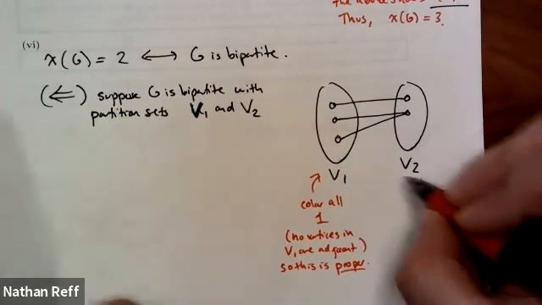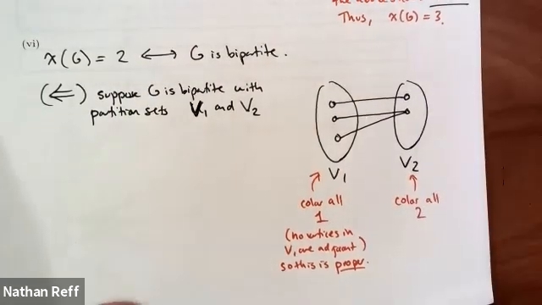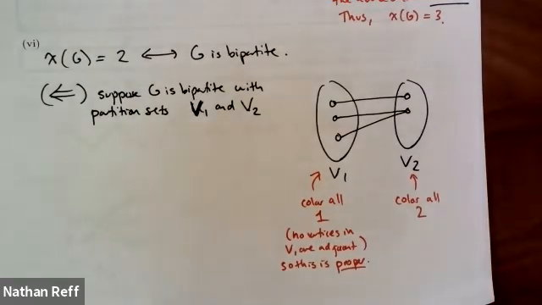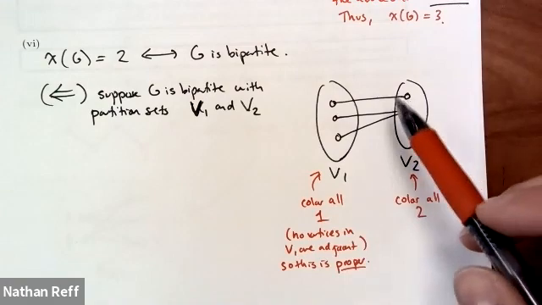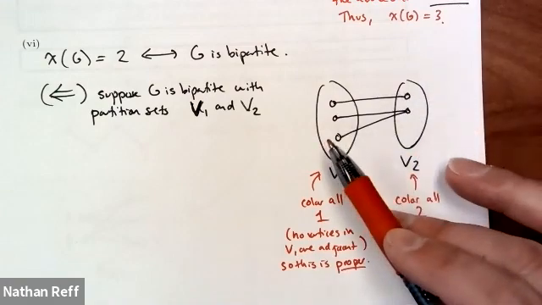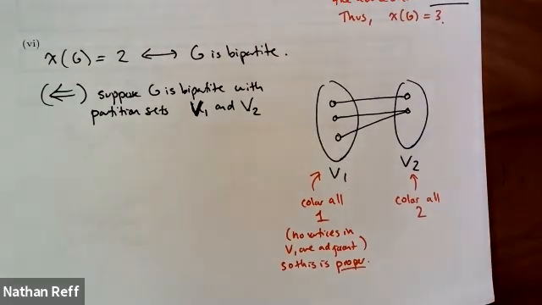And similarly over here, I can color all these vertices 2. No vertices in V2 are going to be adjacent to each other, so this is maintaining the fact that it's a proper coloring. And the reason that I can't use 1 again is because there may be vertices from partition set V1 and V2 that are connected to each other.